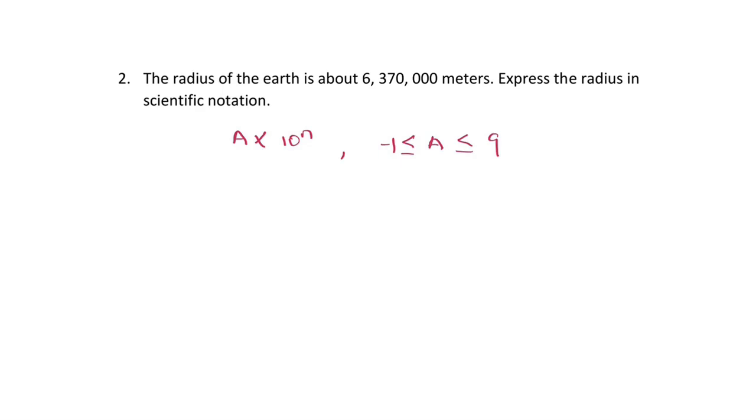6.37 because the decimal point is located after the 6th position from the 1's place value. Then 10 power n should be 10 power 6. Now to write this one in scientific notation, then we are having 6.37 times 10 power 6. And this is going to be our answer.